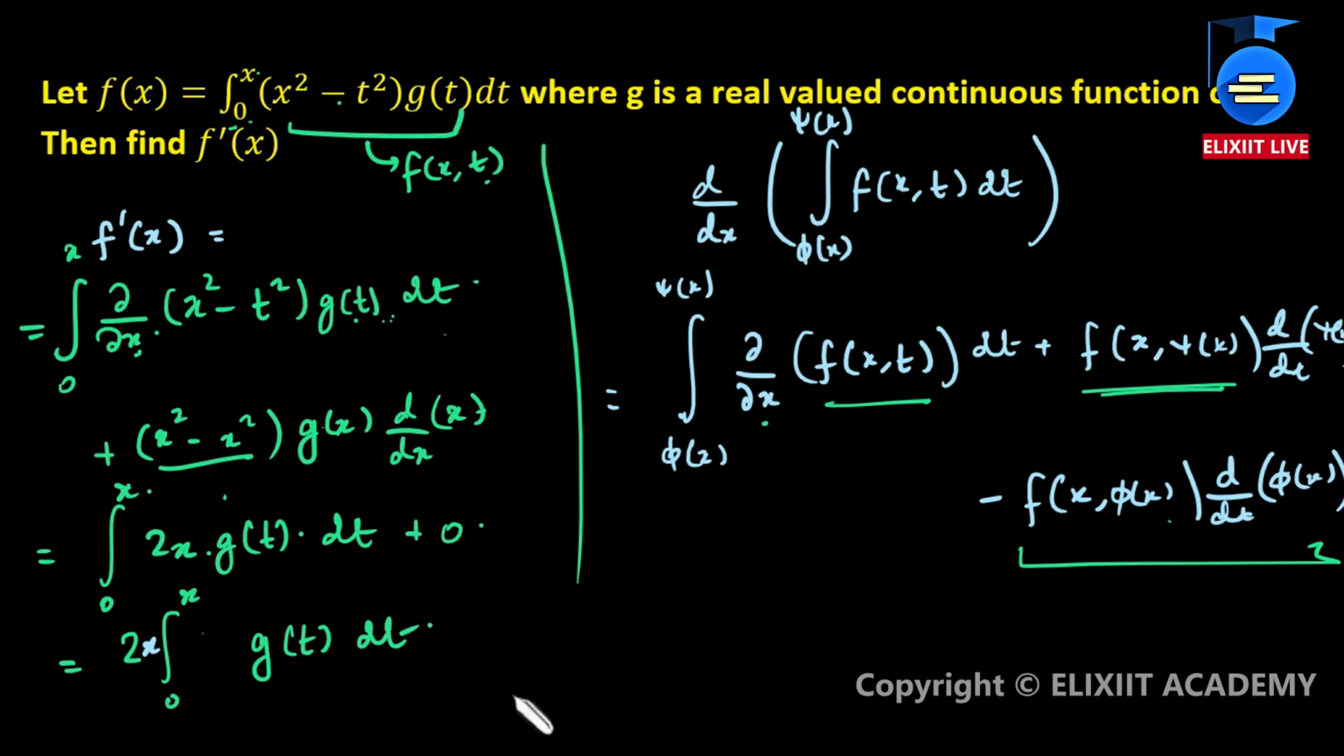Now they might ask for some f, they'll give you some information and they'll ask you to find out what is f dash of 4, f dash of 3, like this. This type of questions can be there. Clear?